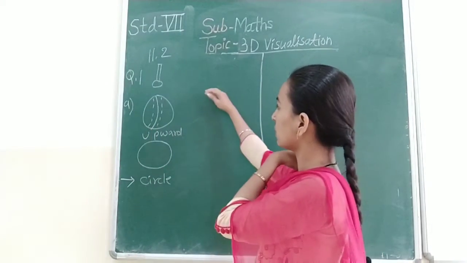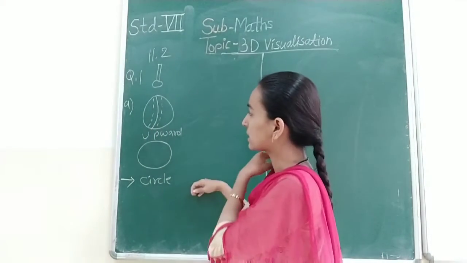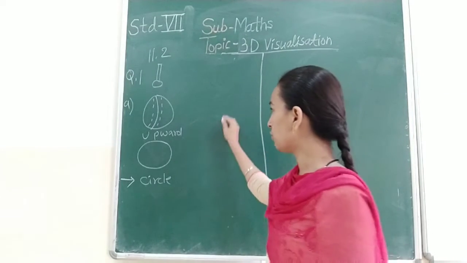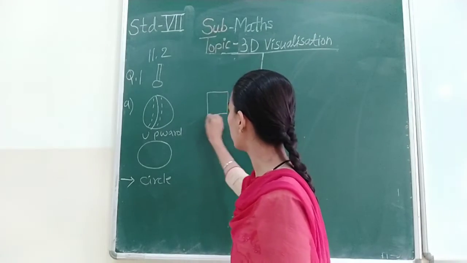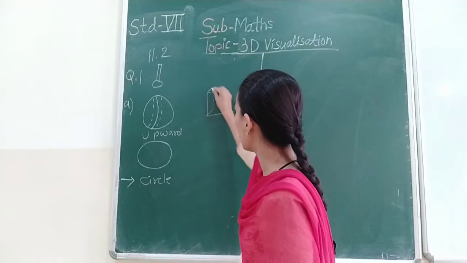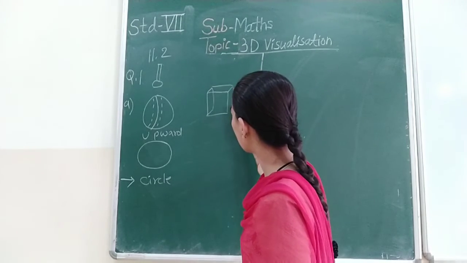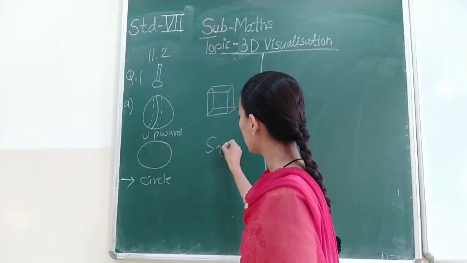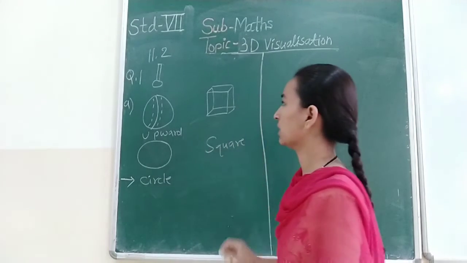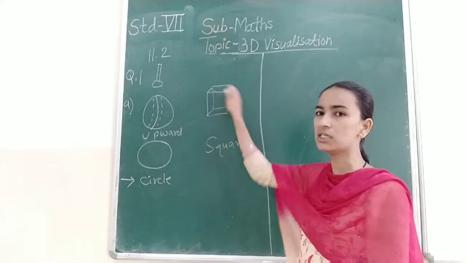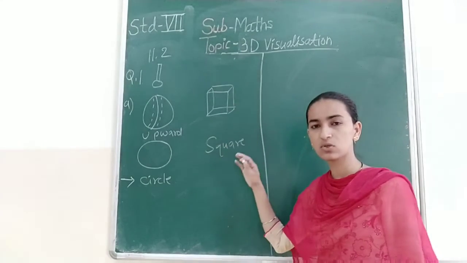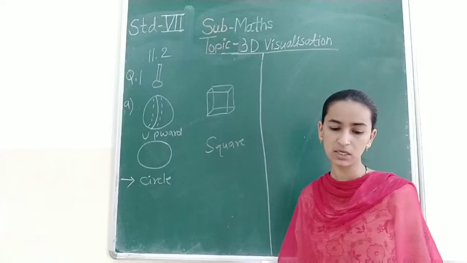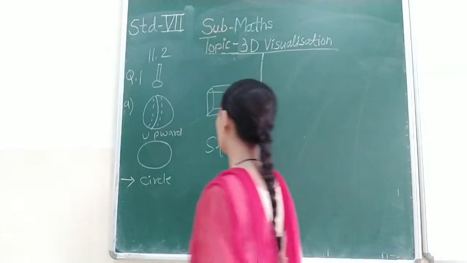When we see a cube from upward direction, I am writing the answers of all the upward direction. If we see a cube from upward direction, how does it look? Yes students, how does it look? It looks like a square. If we see from any side, it shows a square only, for a cube. The next is newspaper.